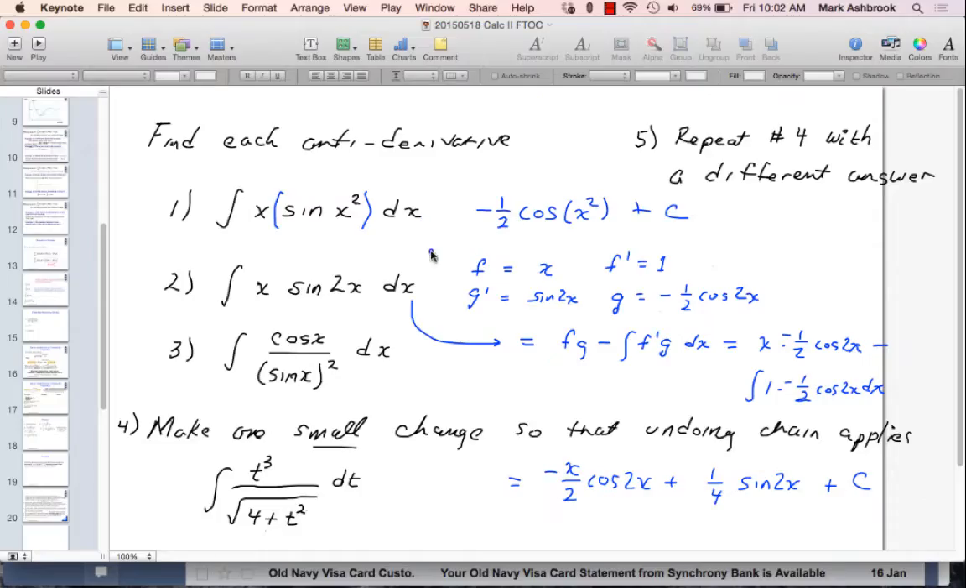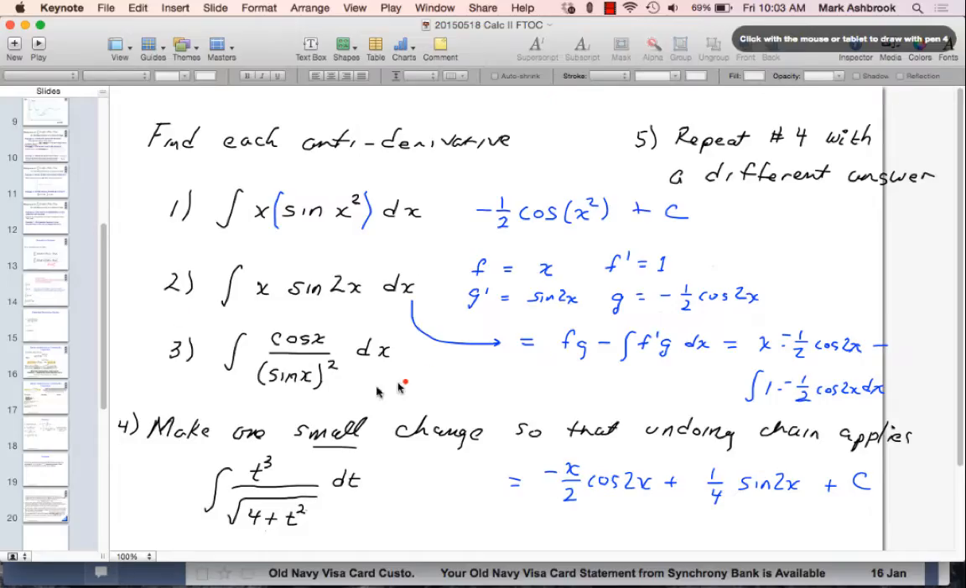Okay, next one. I need to make myself some room, so I'll do the next one in red. Always ask the question first: does undoing the chain rule apply? Yes, it does, because we have this composite function, sine x squared, and look, we have the derivative of the interior function. That's always what we're looking for with undoing the chain rule.